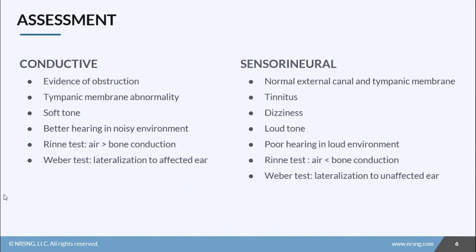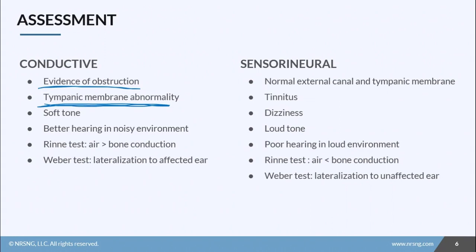Okay, guys, so let's go ahead and look at the different assessment findings with conductive and sensorineural. In conductive hearing loss, you'll see an actual obstruction in the ear. When you're looking at the ear with an otoscope, you're going to see something in the way that's blocking that sound wave transmission. The tympanic membrane could also be abnormal. Like we said before, it could be bulging or perforated, so you could see that upon examination. These patients could also have a softer tone of voice or may speak softly as well, just one of those things that they could present with. And normally they hear better in a noisy environment.